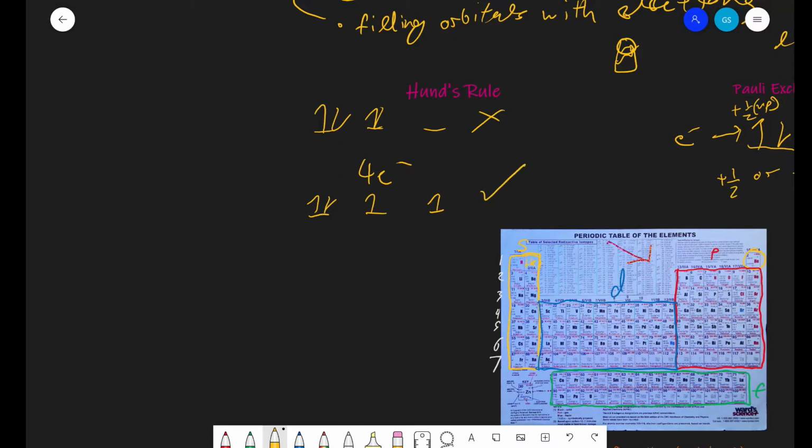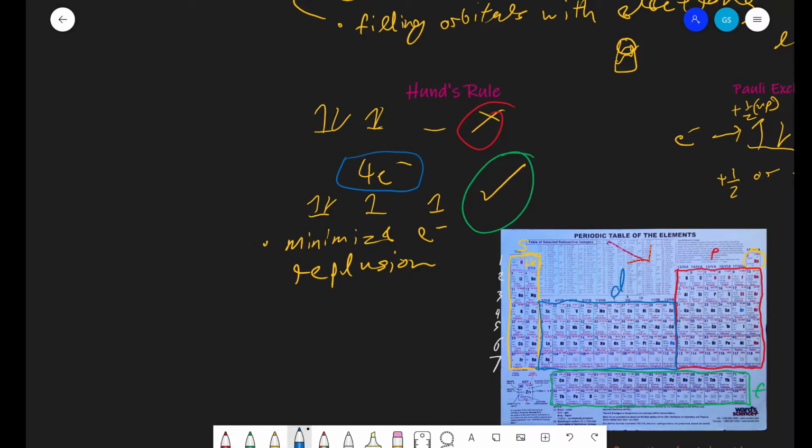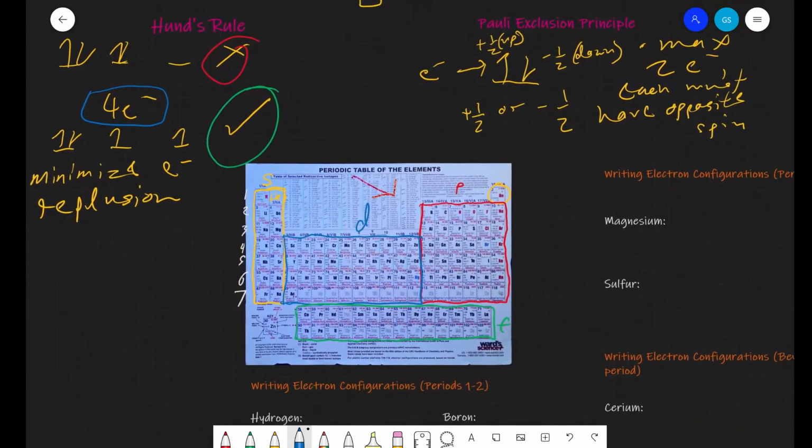The reason is we do this to minimize electron repulsion, because like charges repel, right? So it wouldn't make sense to put all these electrons right close to each other from the get-go when you can space them out. So it's this whole idea of spacing them out. So this is correct, I should circle this in green, and this is wrong when you have 4 electrons. So basically, those are the rules, and that's pretty much it.